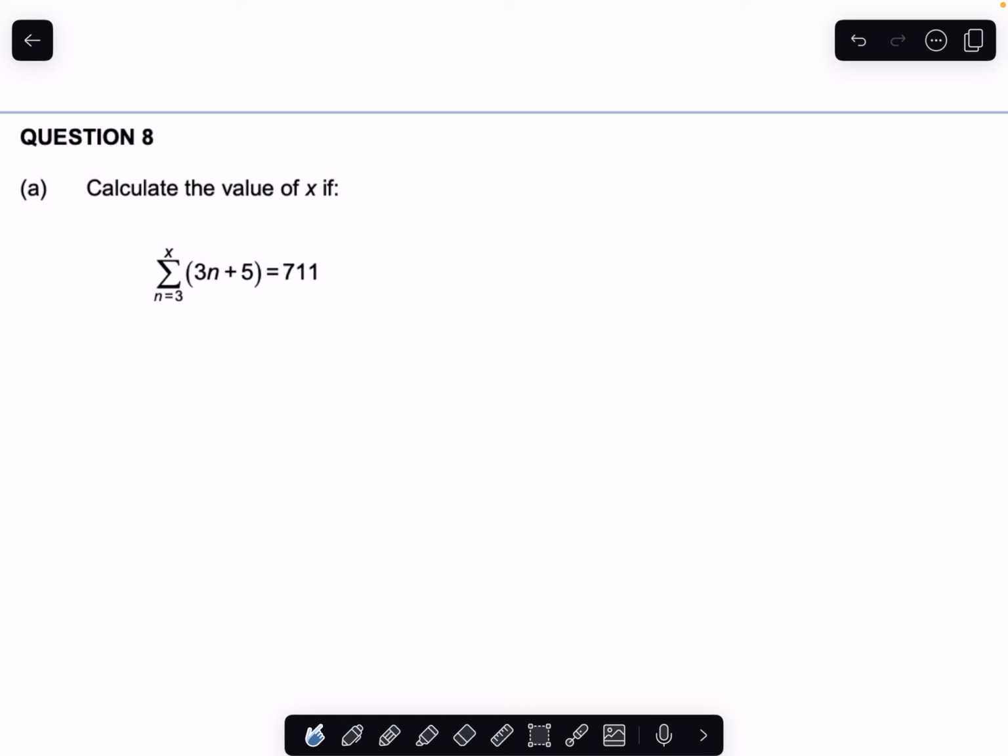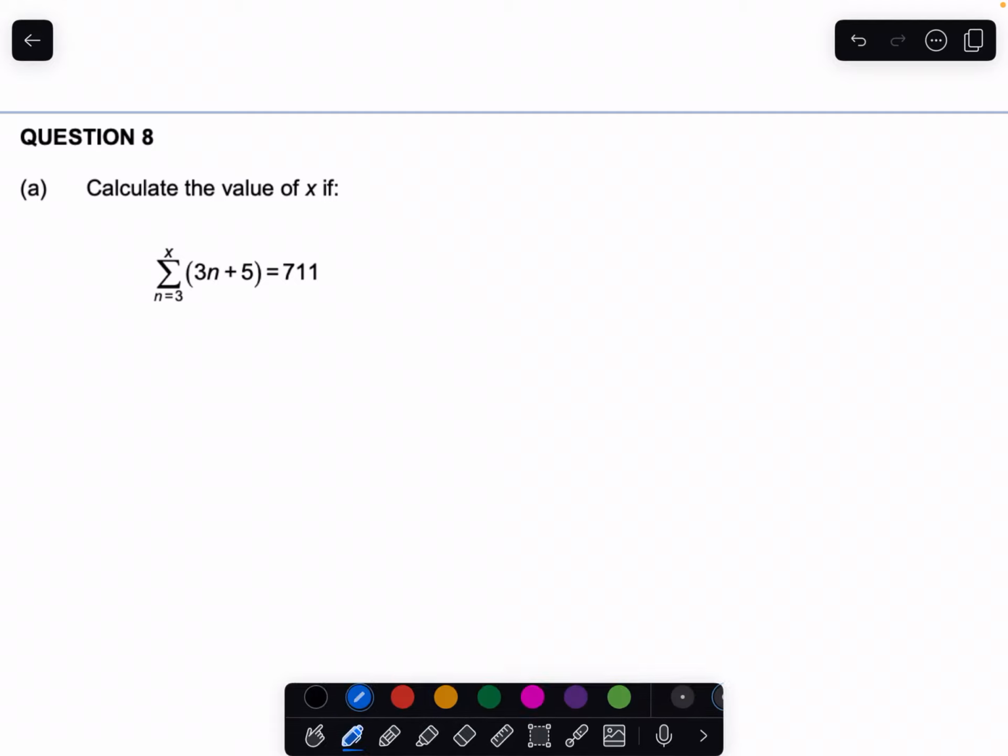We are looking at question 8 of paper 1 of November 2022 of IEB. Well, question 8a to be more specific. Calculate the value of x if the sum from n equals 3 up until x of the expression 3n plus 5 is equal to 711.